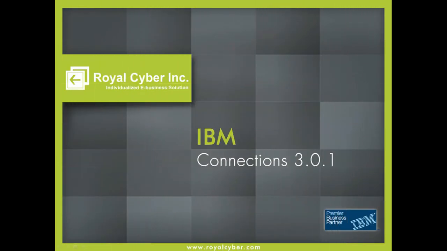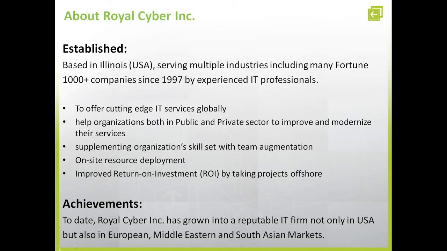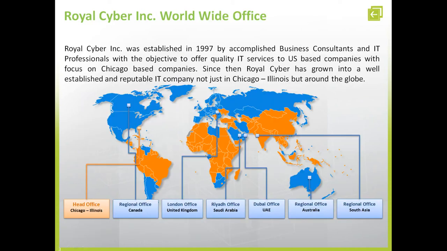I'm working with Royal Cyber Incorporation, and today our topic is IBM Connections 301. Our company is an IBM Premier Business Partner for the last 10 years based in Illinois. Our core competencies are working with business analytics, mainly in Cognos BI, TM1, planning, and controller. We also work with Rational and WebSphere product suites.